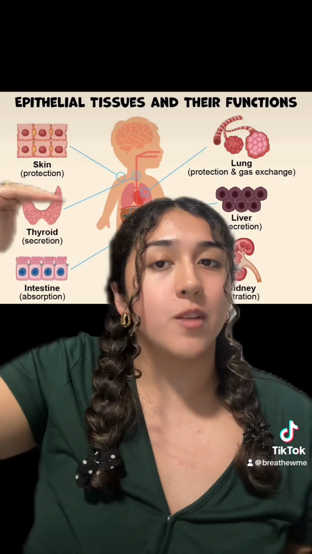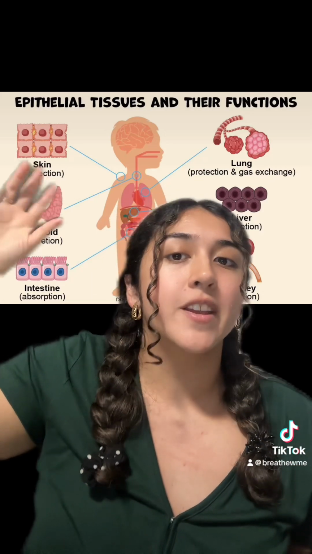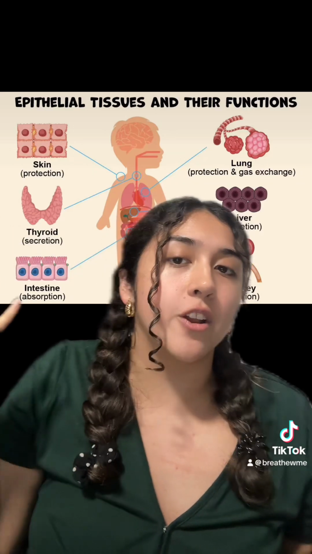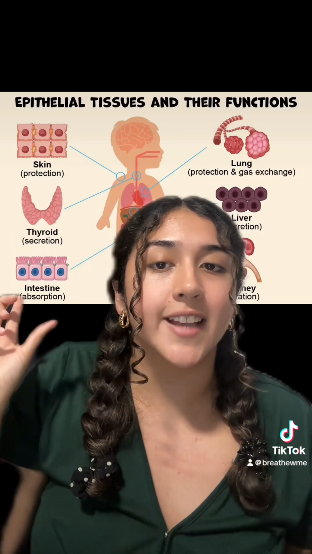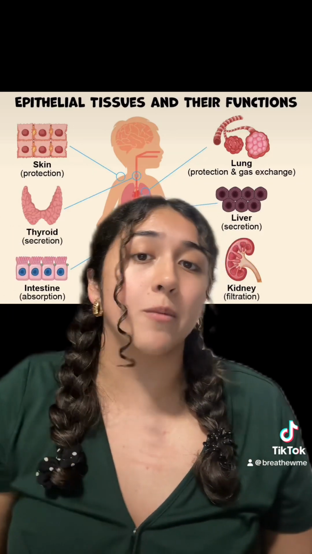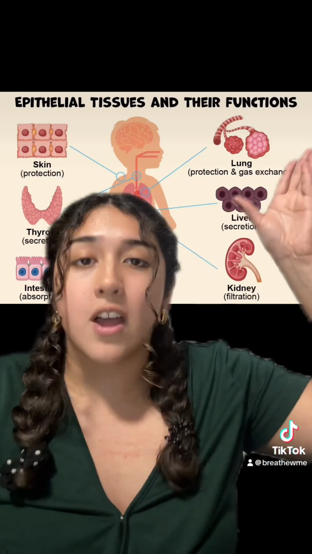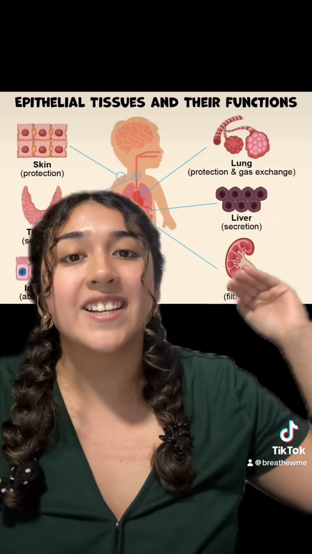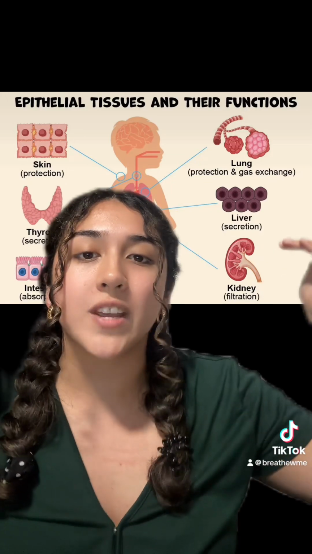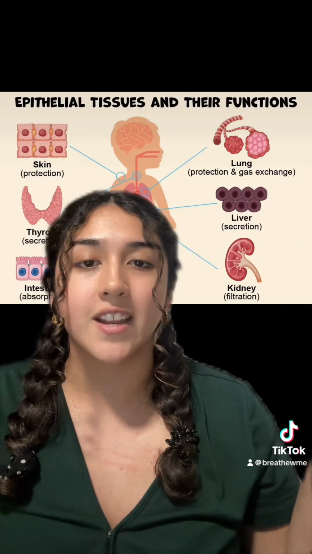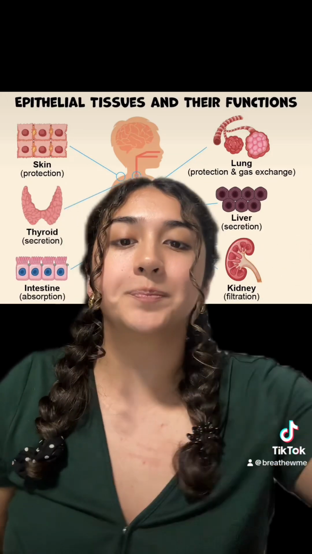Of course, for skin, we do have protection, right? In the thyroid, we have the secretion of the hormones. In the intestines, we have the absorption of the food that we need to sustain us. For the lungs, we have protection and gas exchange. For the liver, we have secretions. And then for the kidney, we have, of course, filtration.